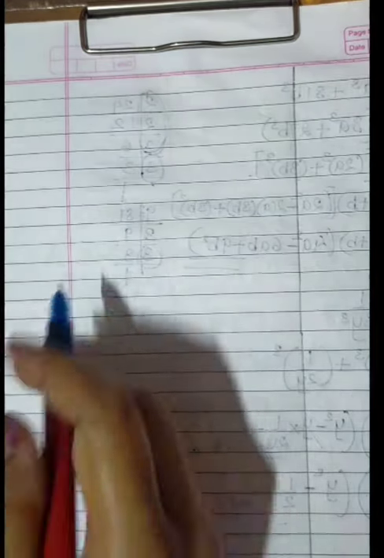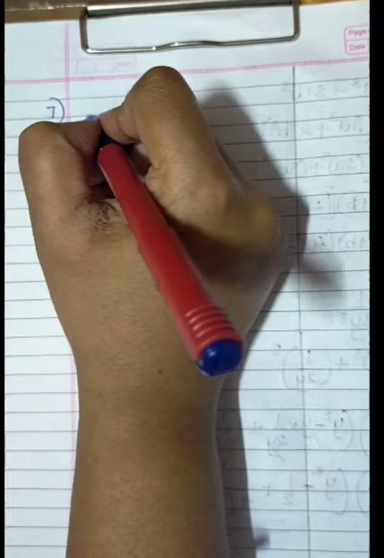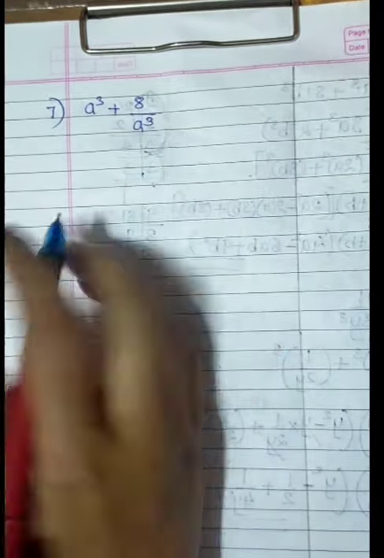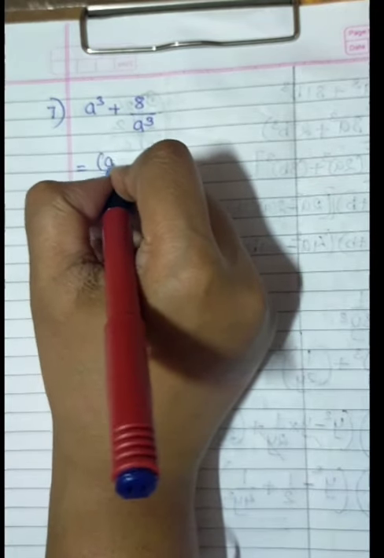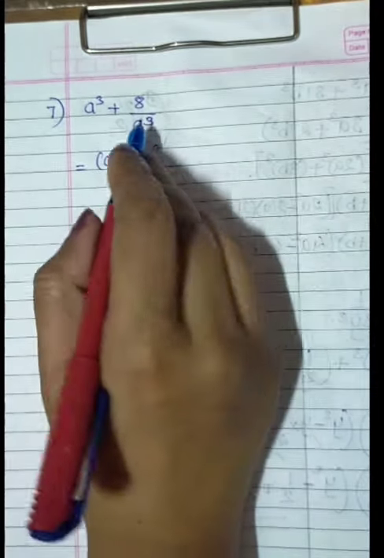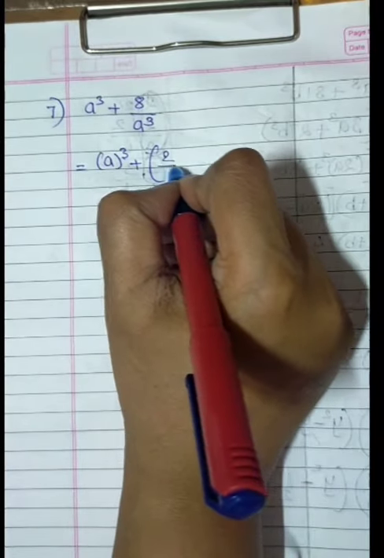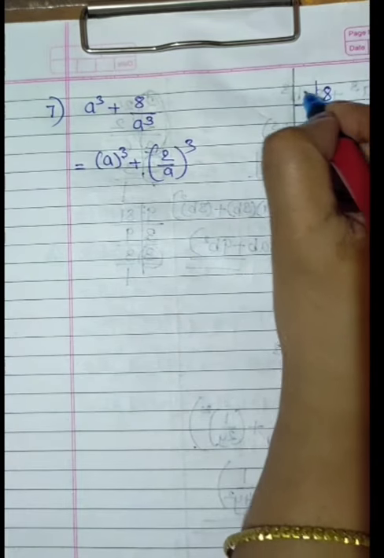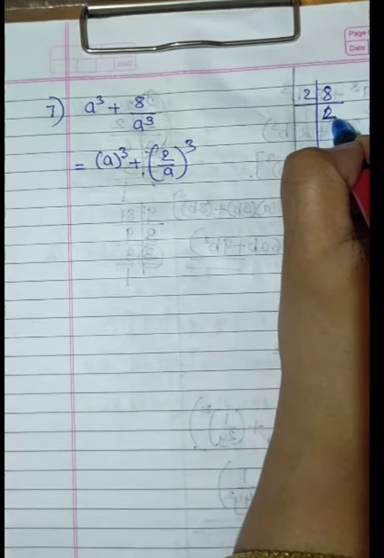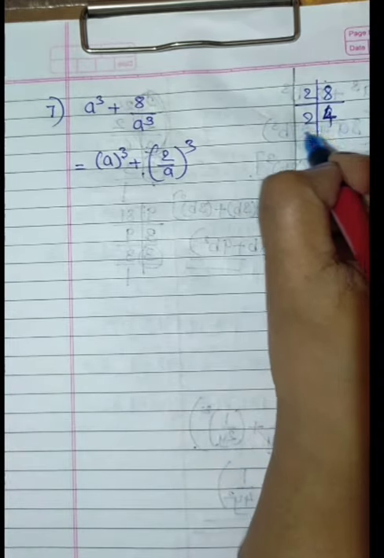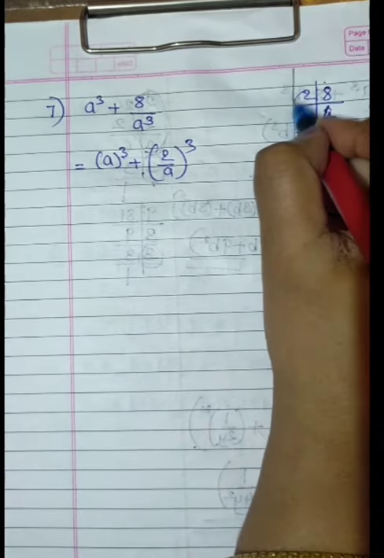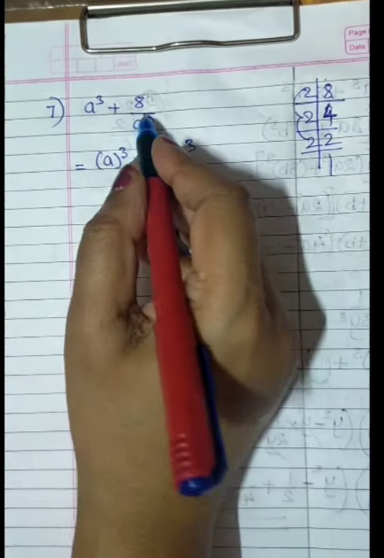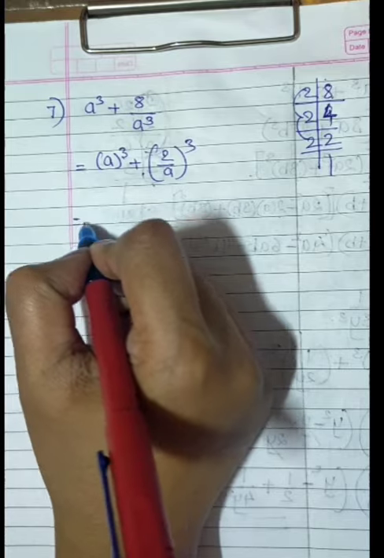Solve. Next question is 7th one, a cube plus 8 upon a cube. We are going to take inside the bracket a cube plus cube of 8 is 2 upon a cube. Okay, why 2? Again 8, 2 4s are 8, 2 2s are 4, 2 1s are 2. So 2 is a cube here for 8. Now we are moving here.